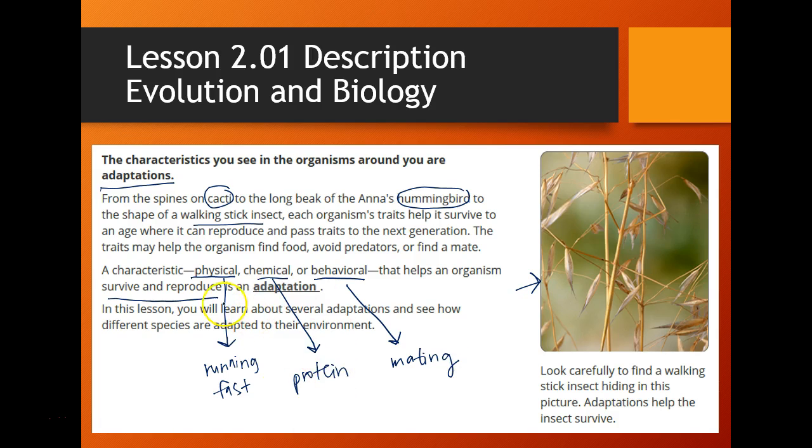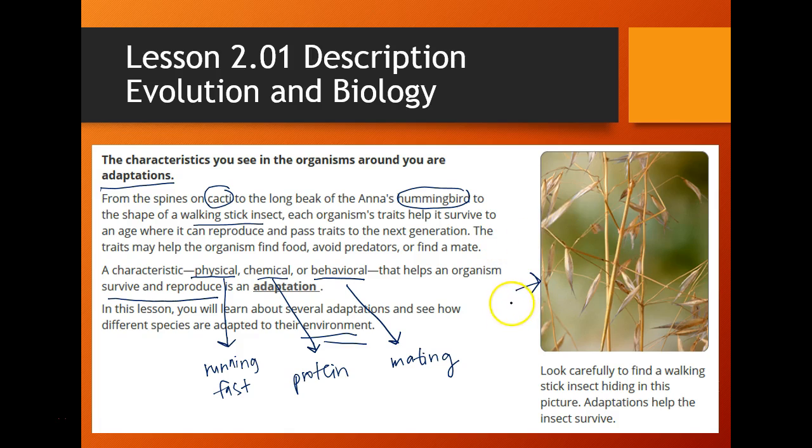Okay, and the key is that all of these characteristics have to help the organism survive and reproduce to be considered an adaptation. In this lesson, you will learn about several adaptations and see how different species are adapted to their environment. So that's the key, not just what adaptations does an organism have, but also how does that relate to where they live.